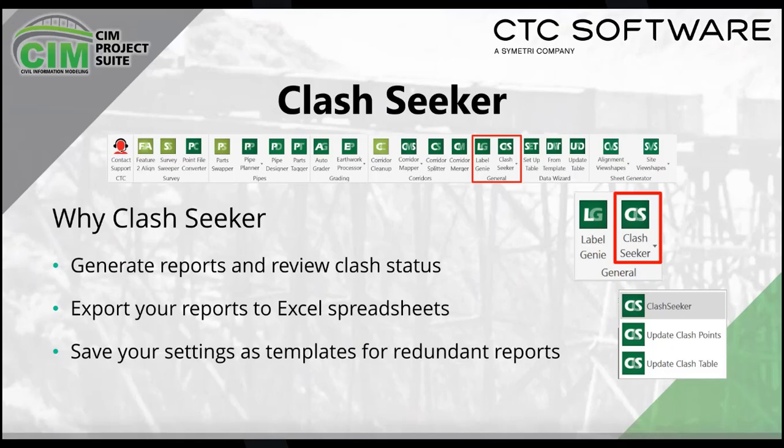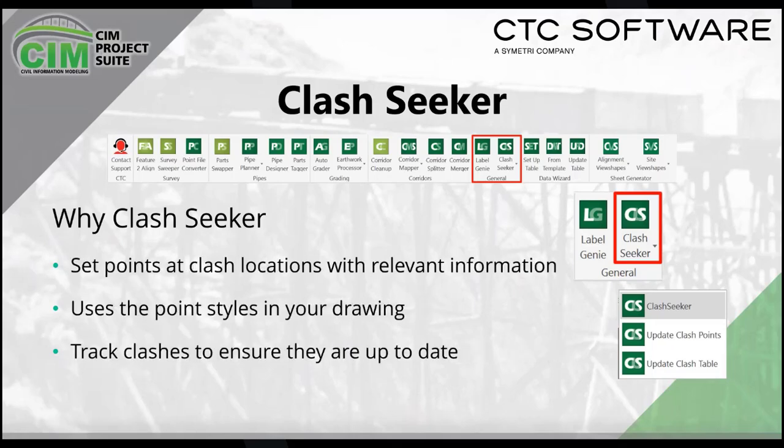So if you're always checking storm sewers and sanitaries, let's just say, you can save that out as a template and just bring it in. We can also set points at the clash locations, choosing from the relevant information we would like to display. And it uses the point styles that are already in your drawing to drop those in. That will help us to track the clashes and then we can ensure that they're up to date.